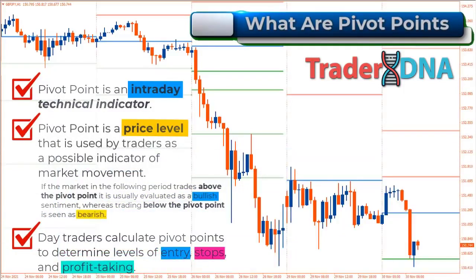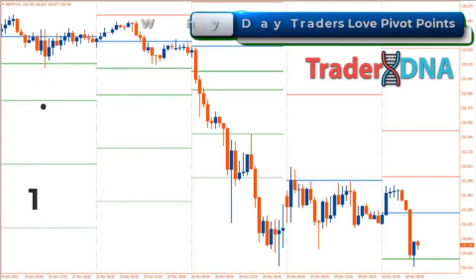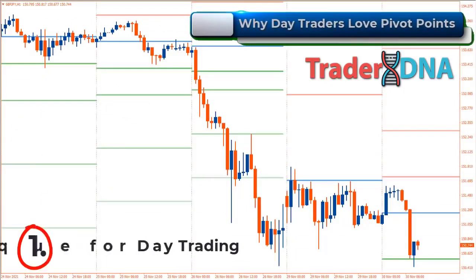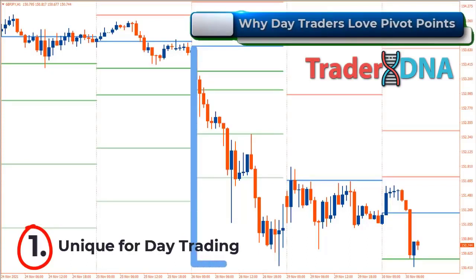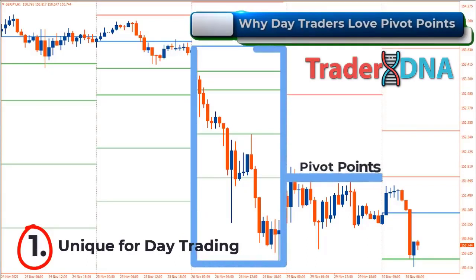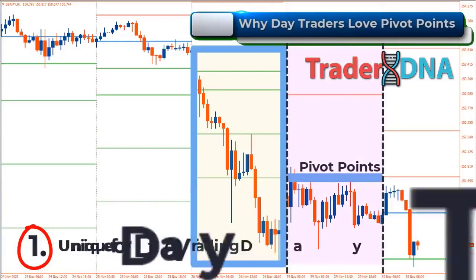5 reasons why day traders love pivot points. First, unique for day trading. The pivot points formula takes data from the previous trading day and applies it to the current trading day. In this manner, the levels you are looking at are applicable only to the current trading day. This makes the pivot points the ultimate unique indicator for day trading.